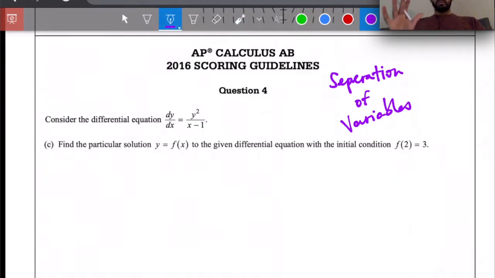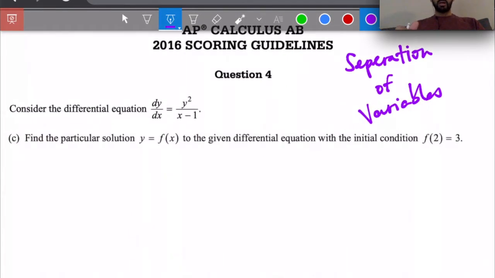Separation of variables is all about moving the y's to one side and the x's to the other side of the equation. Part C tells us to find the particular solution. When it says particular solution, we want to find what the y equals equation is. Particular means we have to figure out what that plus c is. A plus c is general, but if you find a value for that c, that's a particular solution. That's one specific curve, one specific line on the graph.